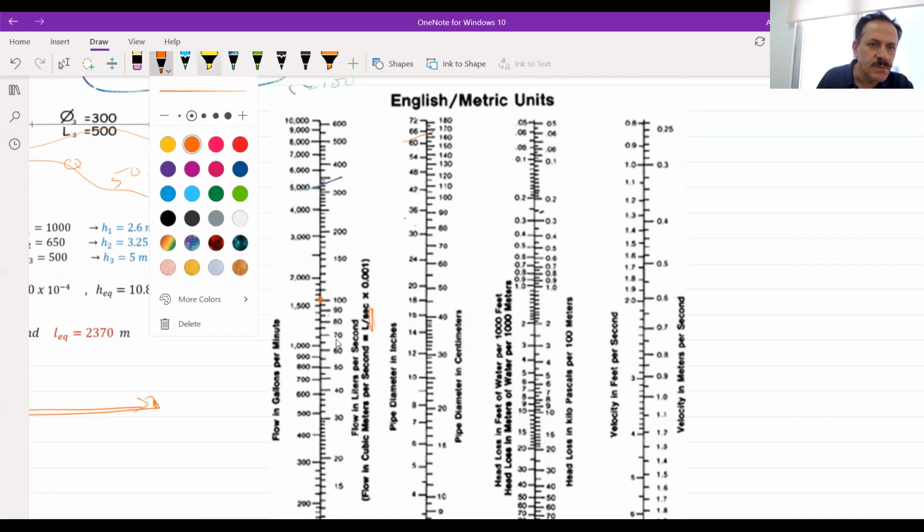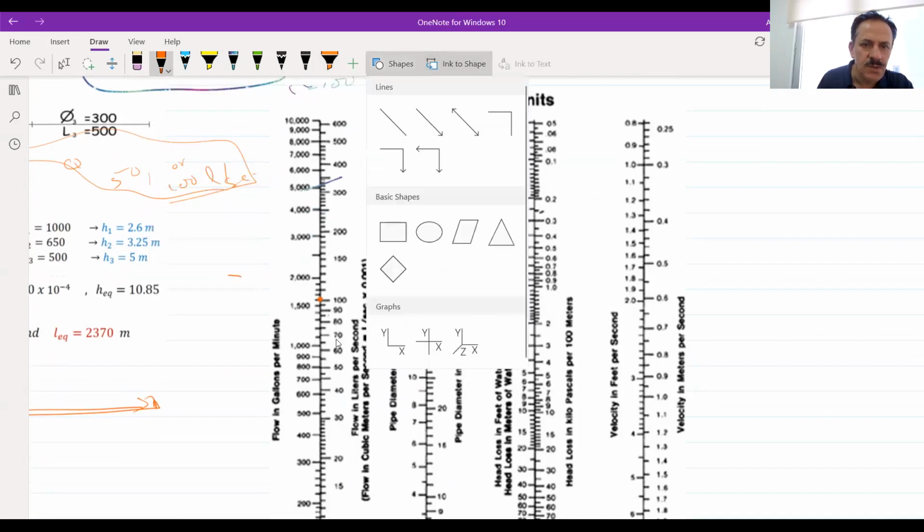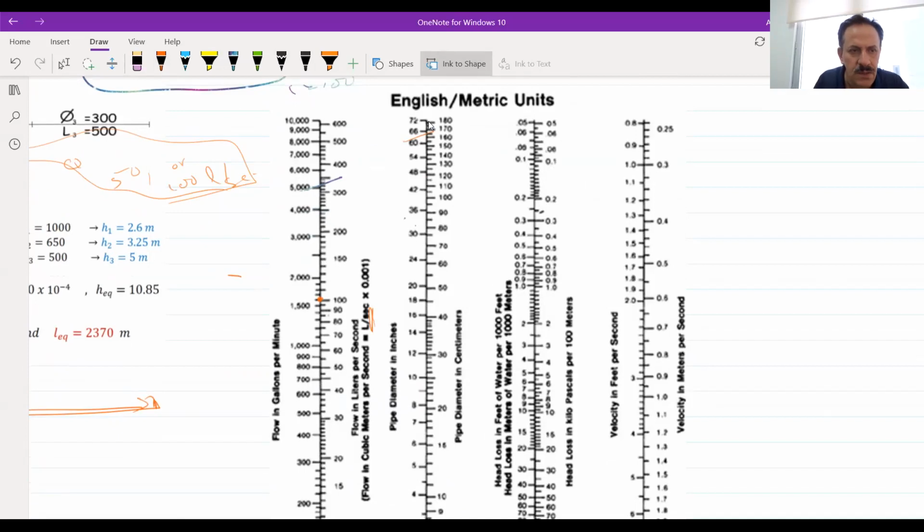I will use this 100. And where is the diameter? The diameter is 400, right? This is the 400. 400 means 40 centimeters, right? The pipe diameter in centimeters, 40 centimeters. It means 400 millimeters, which is in the equation. Now, what I should do is connect these two points together and see how much the result will be.